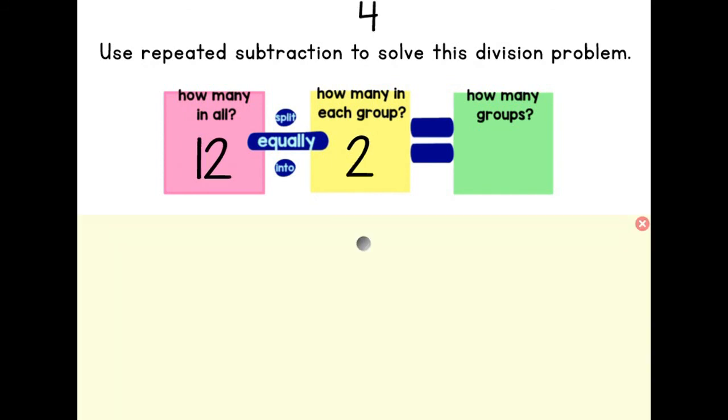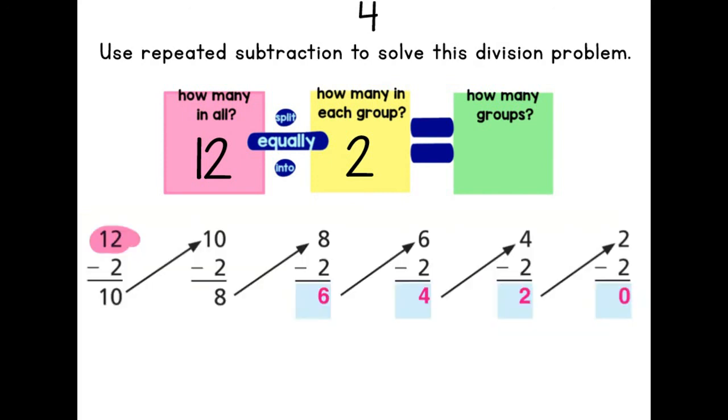All right, and lastly, number 4. You had to solve 12 divided by 2. This is what your work should look like. You started with 12 in all. You kept subtracting 2 because there were 2 in each group. How many times did you subtract 2 from 12? 6 times. 6 times 2 equals 12, and 12 divided by 2 equals 6.